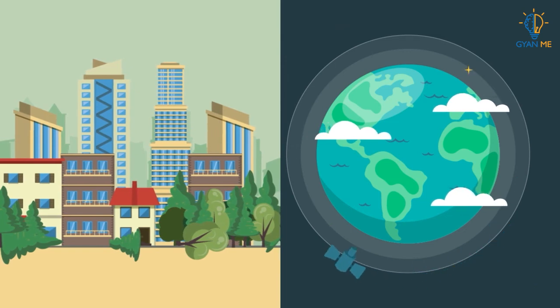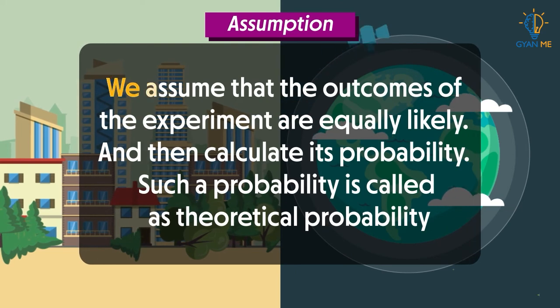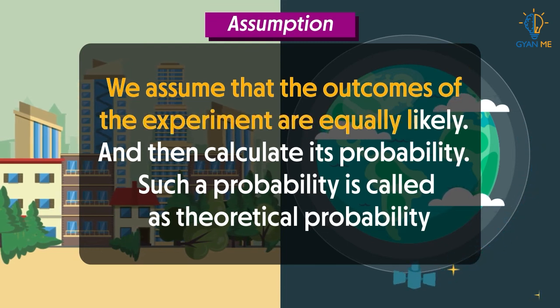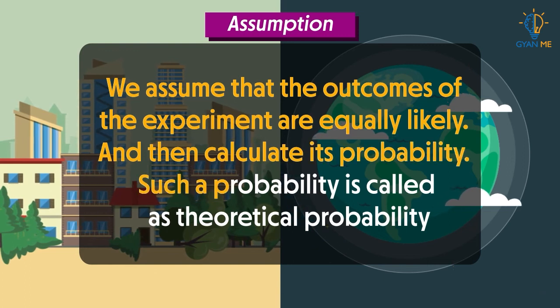In such cases where the repetition of an experiment is difficult and needs to be avoided, we make certain assumptions. We assume that the outcomes of the experiment are equally likely in all such cases. Yes, students, we make assumptions of outcomes being equally likely and then calculate its probability. Such a probability is called theoretical probability.